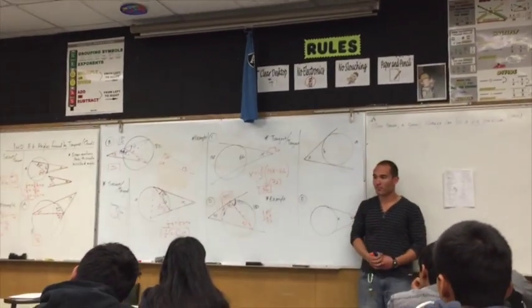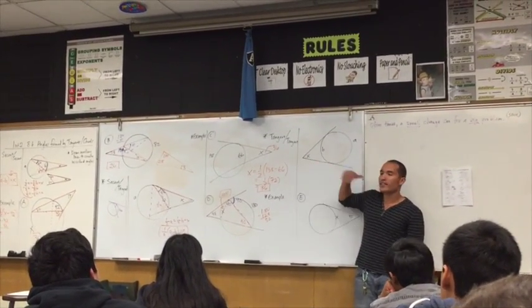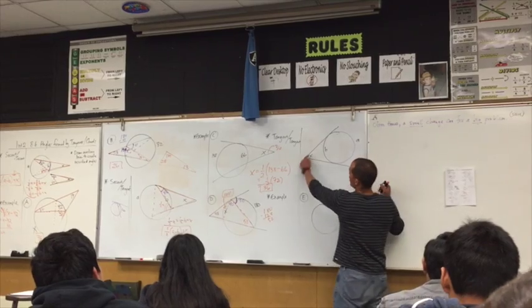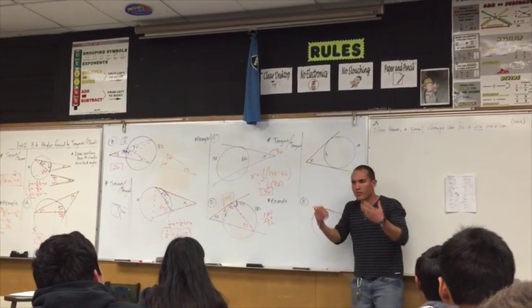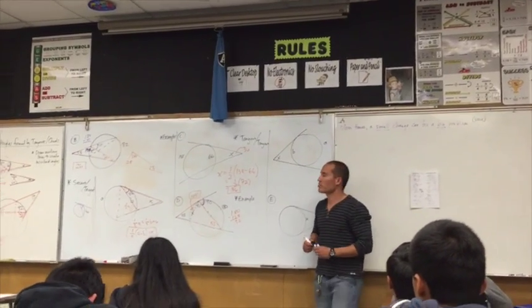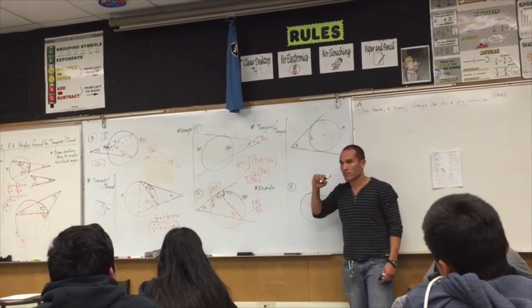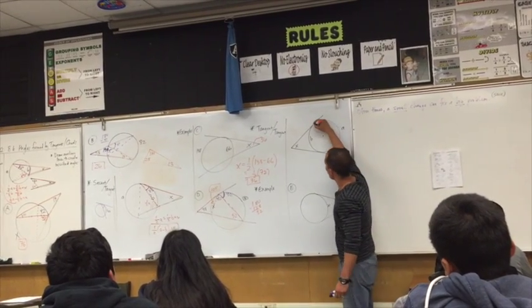Okay, last one. Alright guys, tangent and tangent. So in this case, I have two tangent lines. How do I work with this guy? This one I think is easier, because tangents, we know about those guys a little bit. In this case, I'm going to actually draw the center of my circle. And I'm actually going to draw this segment here.